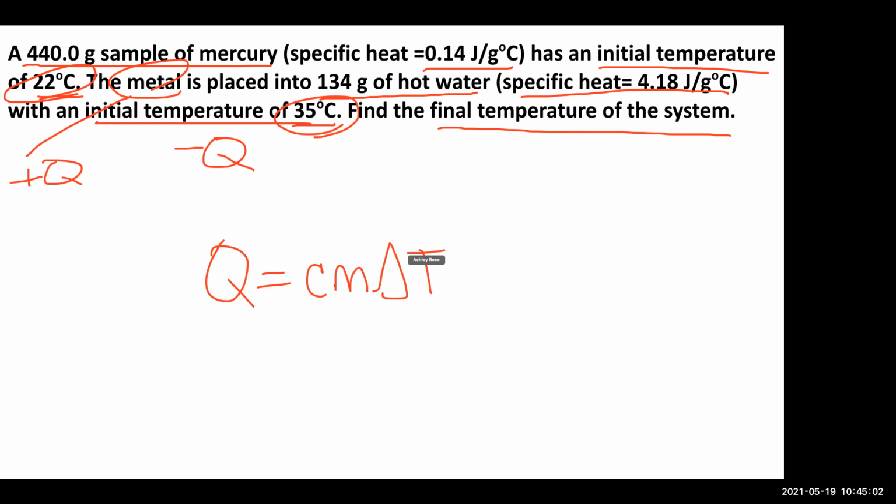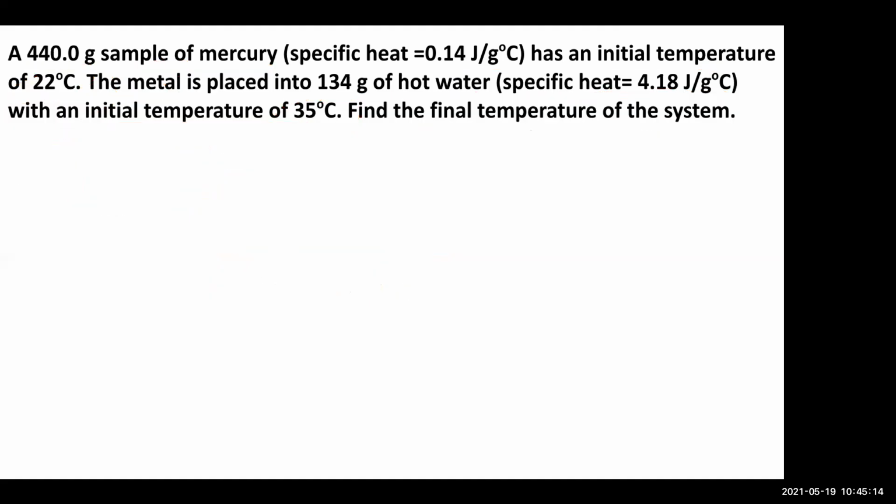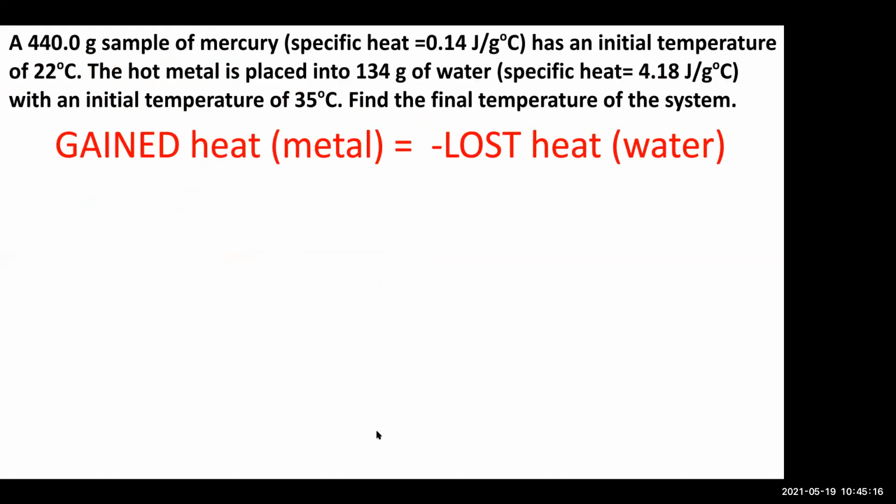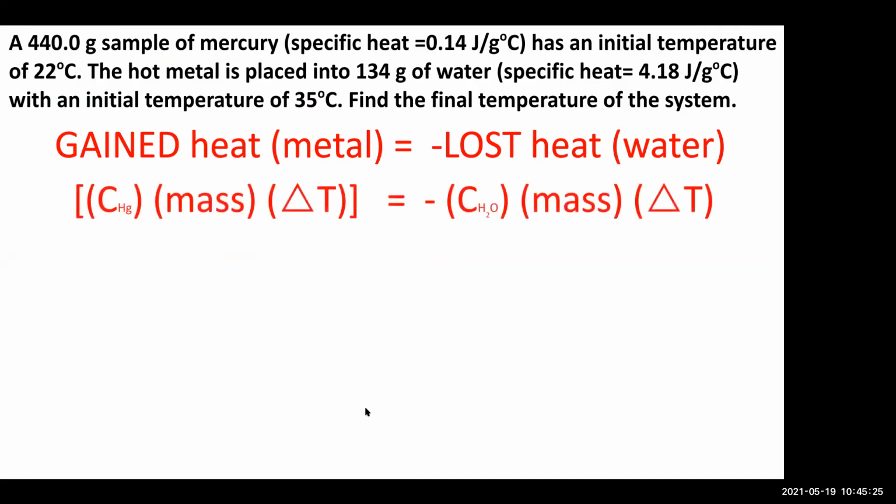Since our Q's up here are equal, they just have opposite plus and minus. We can actually set their Cm delta T equal to each other since the Q is equal. Okay, so it will look like this. We have our metal that's gaining heat, and then our water, which is losing heat. So the left side will be a positive Cm delta T, and the right side is a negative overall Cm delta T.